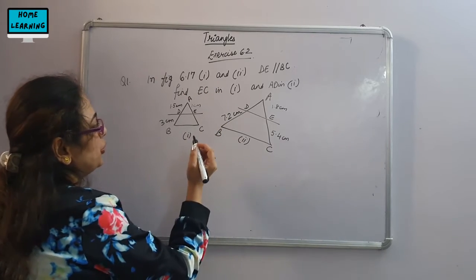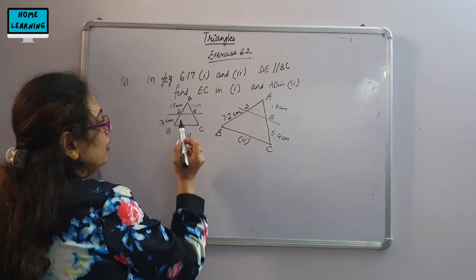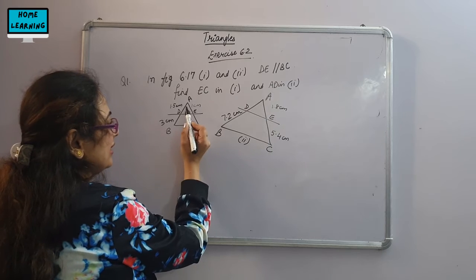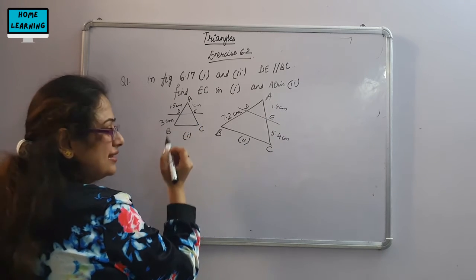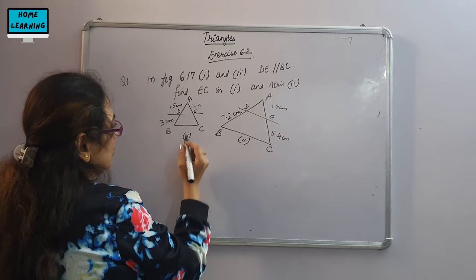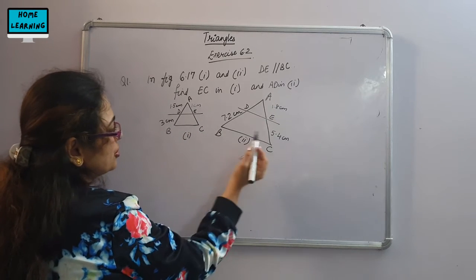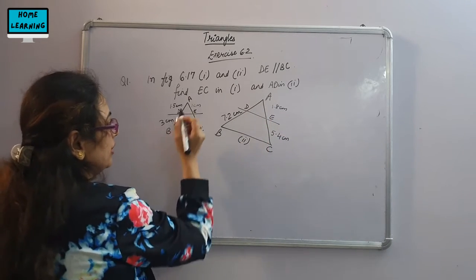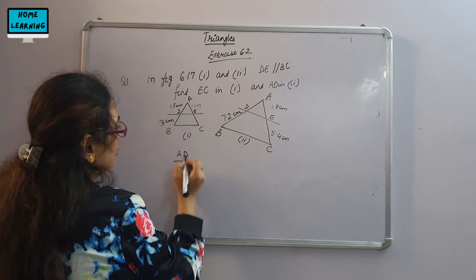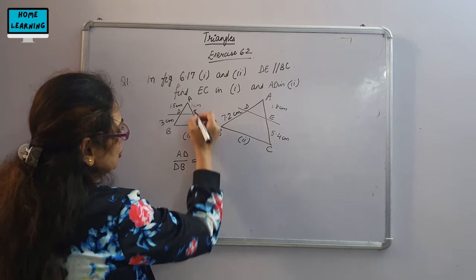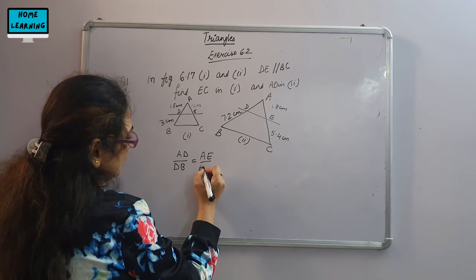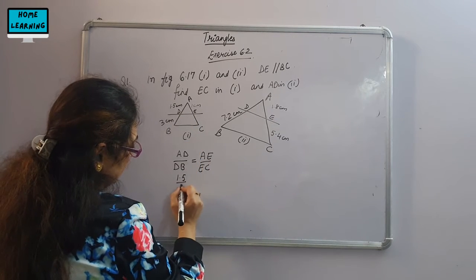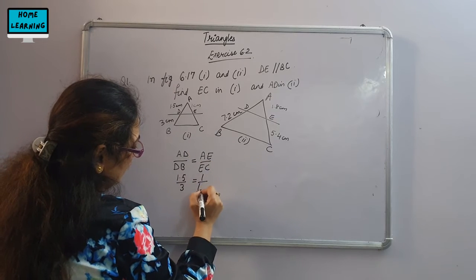Now we will do exercise 6.2 on the basis of what we have done. What we stated in the BPT theorem is that whenever there is a line drawn parallel to the base, then this line divides the other two sides in the same proportion, which means that for finding EC in the first image and for finding AD in the second image, we will apply that theorem only. AD upon DB is equal to AE upon EC. This is the same proportion. AD is 1.5 and DB is 3, AE is 1 and EC.